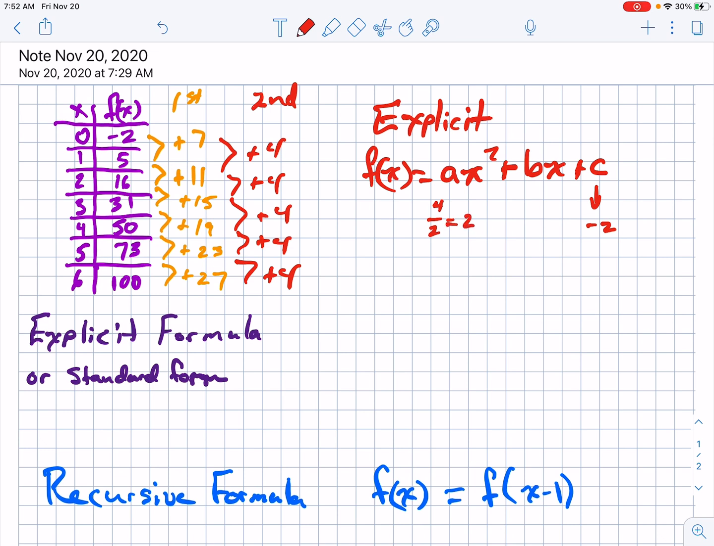To get b, I'm going to plug in 1, which gives me 5. Looking at the second point in the table, you plug in 1, you get 5. So I'm going to put in a, I'm going to put in c, and let's see, I'm going to put in 1 for x. So f of 1 is equal to 5. I'm going to replace f of x with 5 is equal to, and a, we just said a was 2, and we're replacing x with 1.